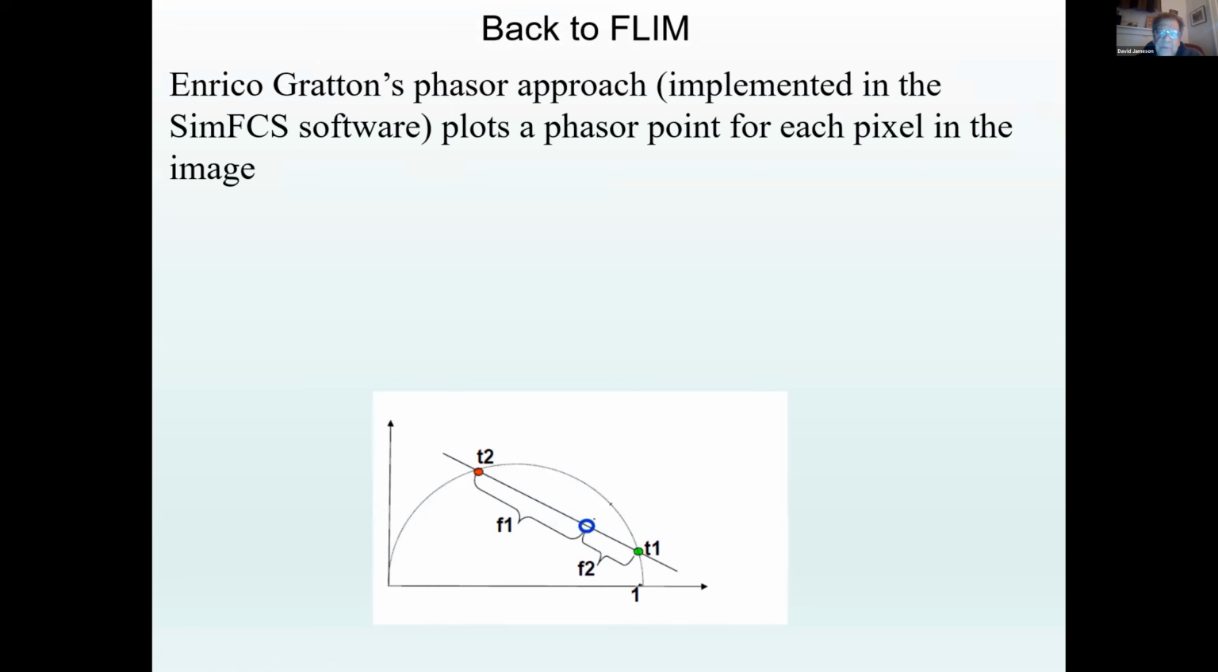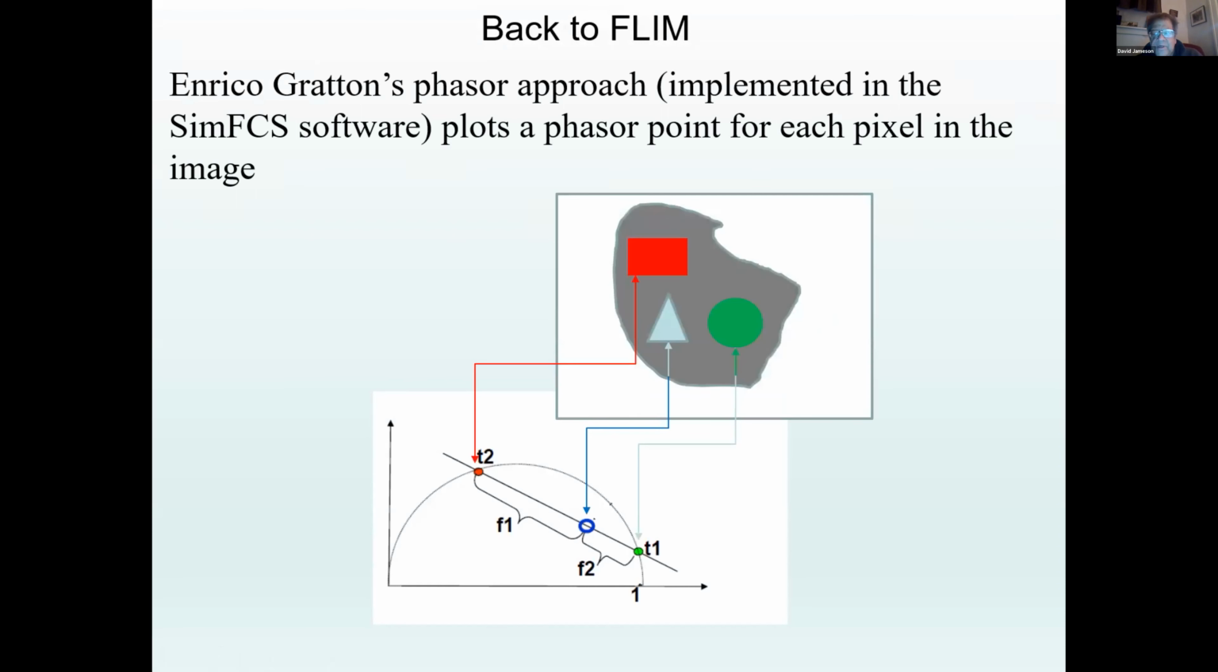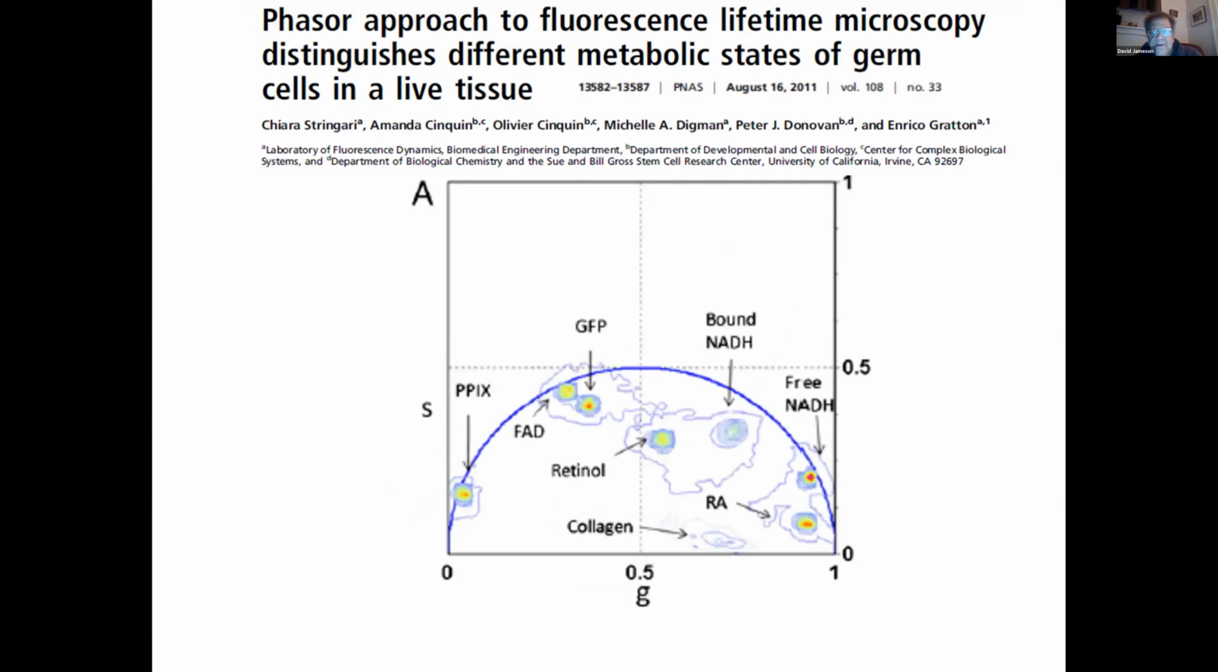Now, again, with FLIM, we mentioned Enrico's phasor approach basically can go from phasor points in the pixels to the pixels' lifetime points to where they are in the phasor plot. And you'll see a lot of work on how you can distinguish. This is obviously not taken all at once, but where NADH would appear, free and bound, retinol, et cetera, different things. So there's all these different methods.